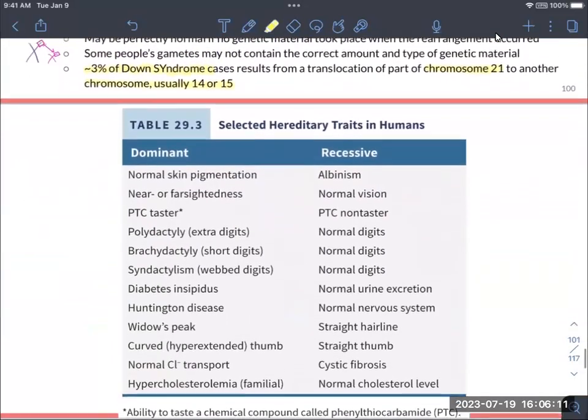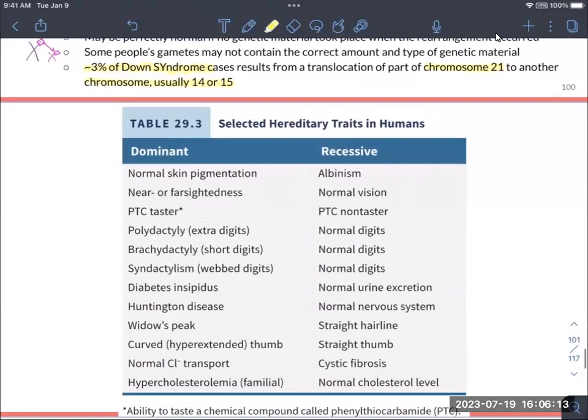So these are different recessive traits and dominant traits. Both parents have to pass you the recessive gene to get these different recessive traits here. Normal vision is a recessive trait. So both parents have to pass you that recessive gene to get it. Here's the interesting one.